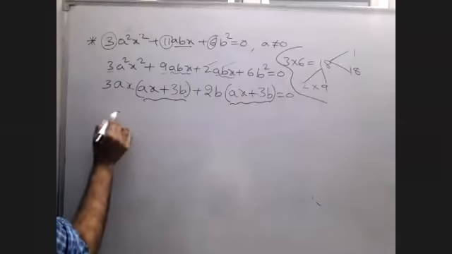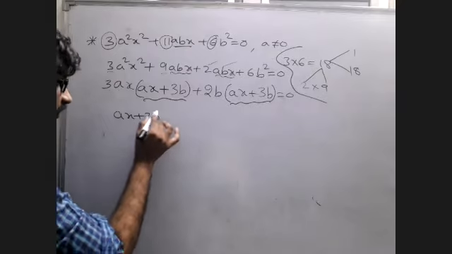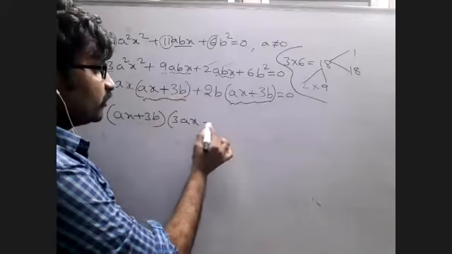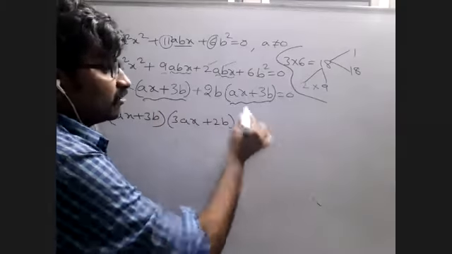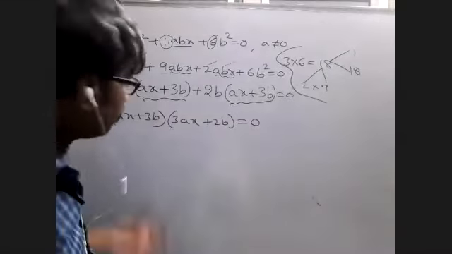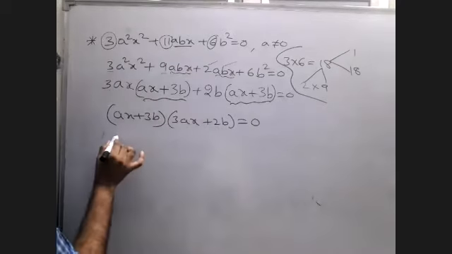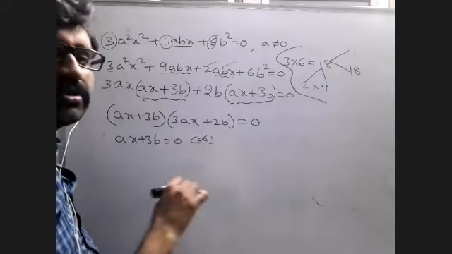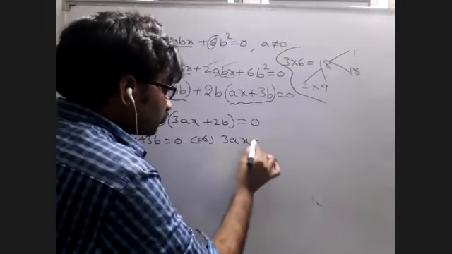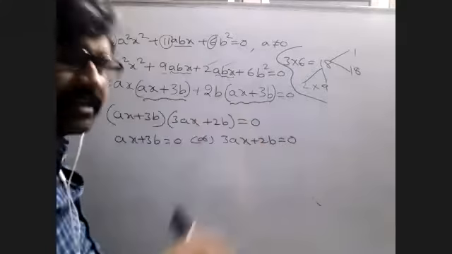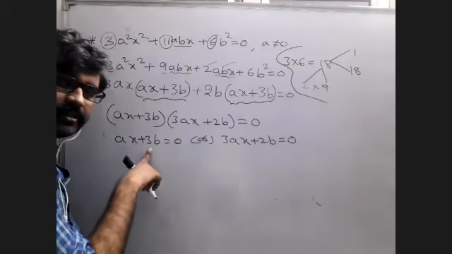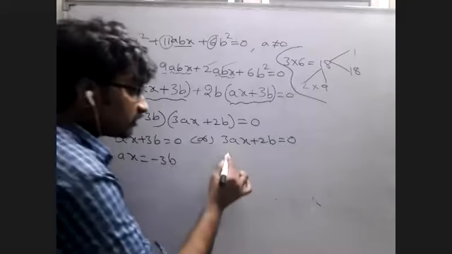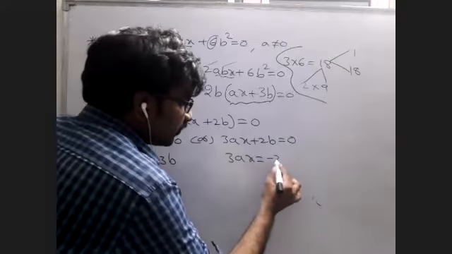Now we can take again ax plus 3b common, and remaining here 3ax plus 2b is equal to 0. And now zero product rule we have to apply. This is equal to 0, this is equal to 0. We can write ax plus 3b is equal to 0, or 3ax plus 2b is equal to 0. Now we have to find x values. First, what is addition term we have to take right side, that is ax is equal to minus 3b, and this is also 3ax is equal to minus 2b.